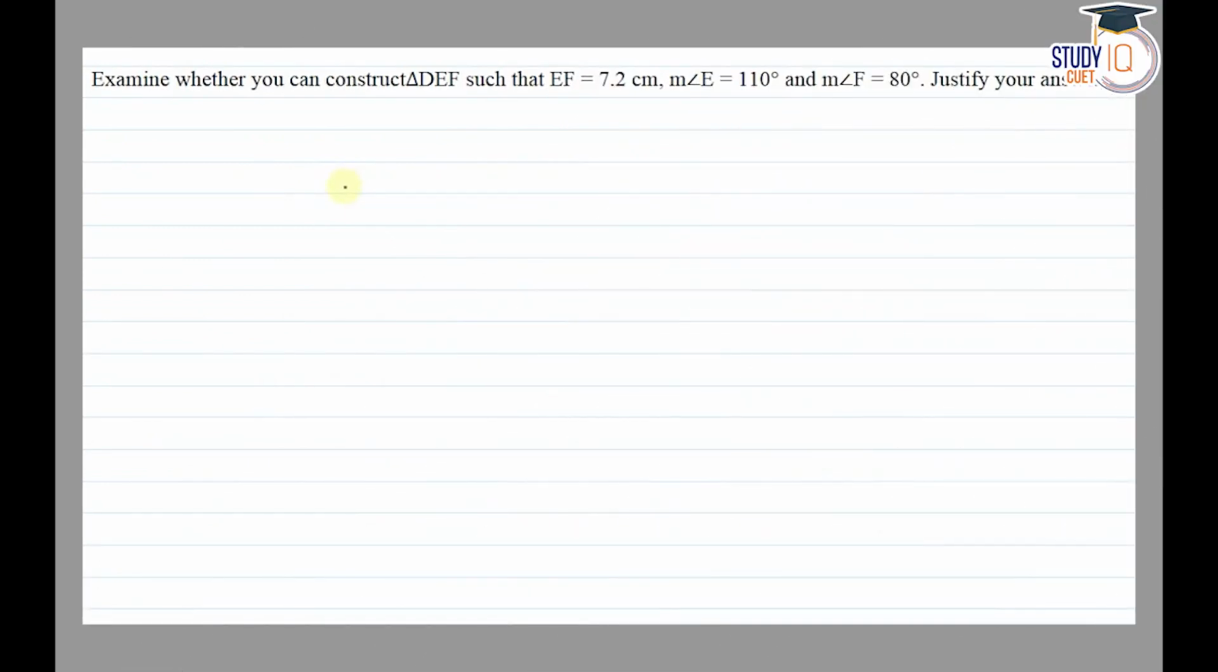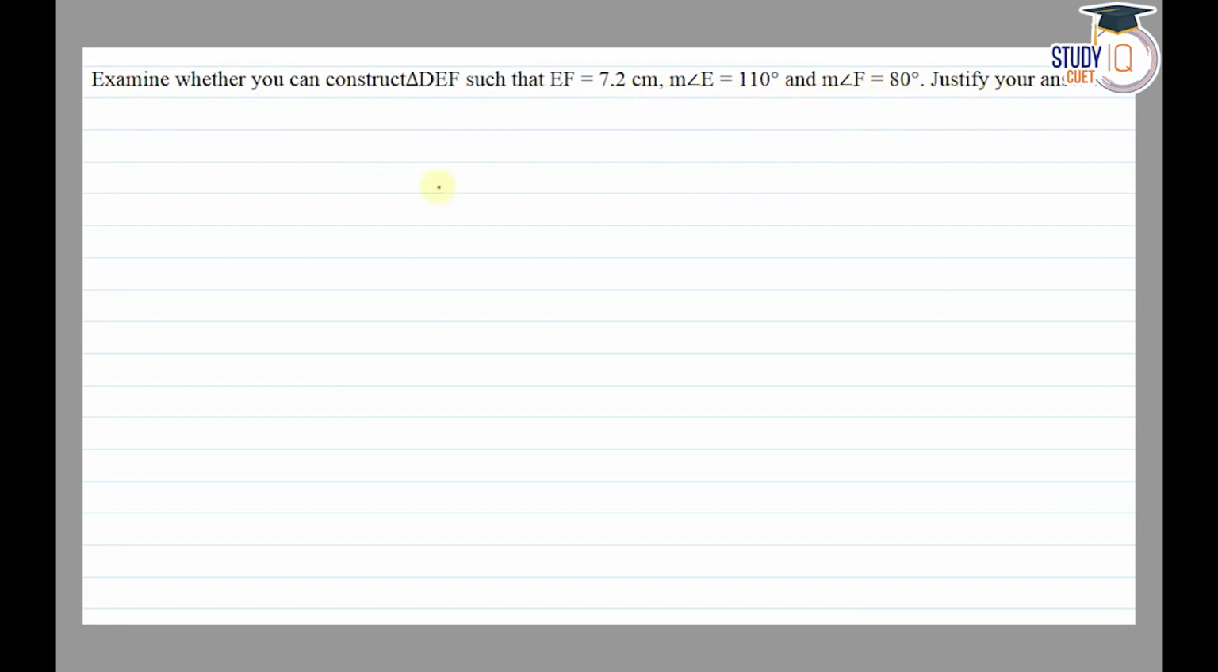Hello everyone. This question appears in the class 7th NCERT chapter of practical geometry. This is the third question of exercise 10.4. The question says: examine whether you can construct triangle DEF such that EF is equal to 7.2 centimeter, angle E is equal to 110 degree and angle F is equal to 80 degree.